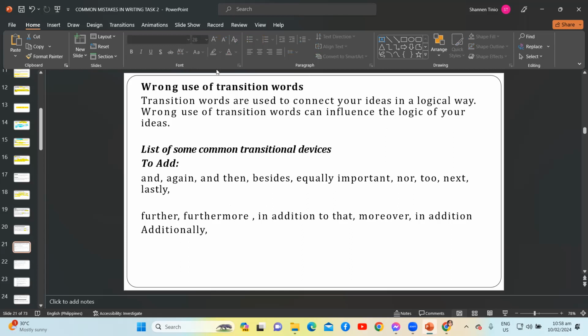Right. So we still have time to discuss wrong use of transition words. Pero you may be asking, Ma'am, what do you mean by transition words? What the heck does that mean?